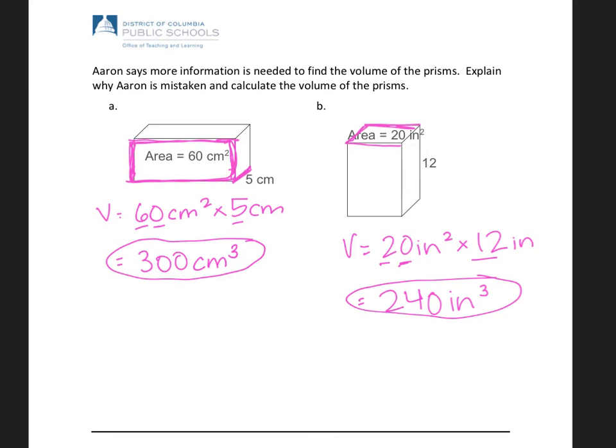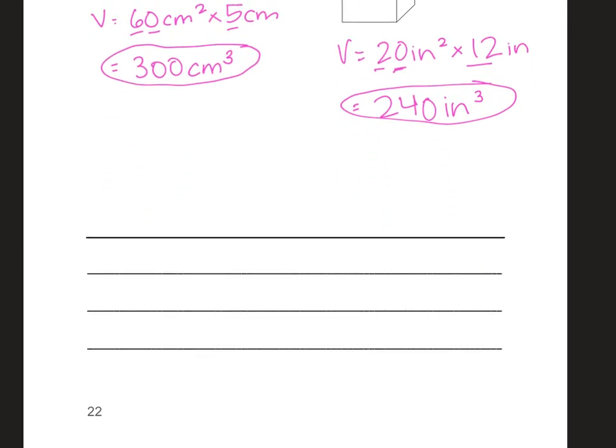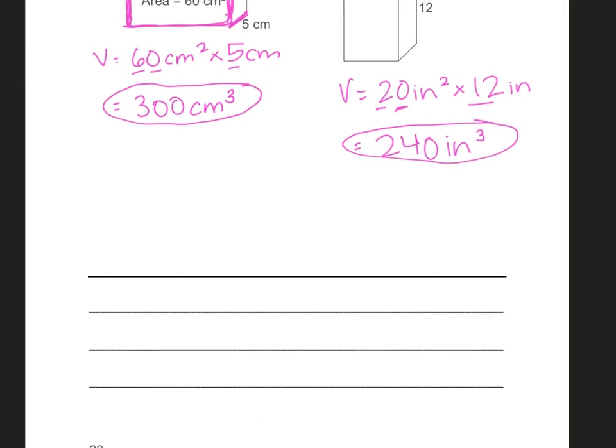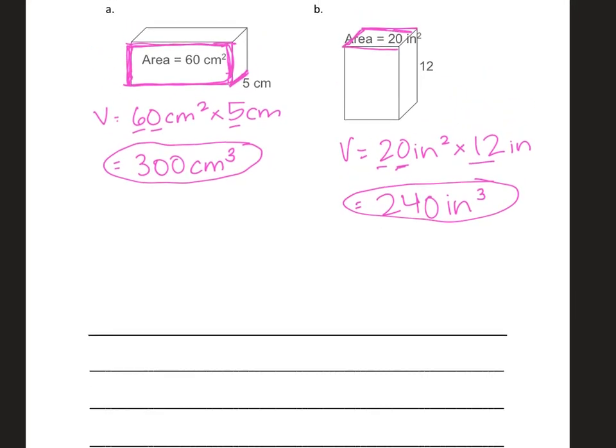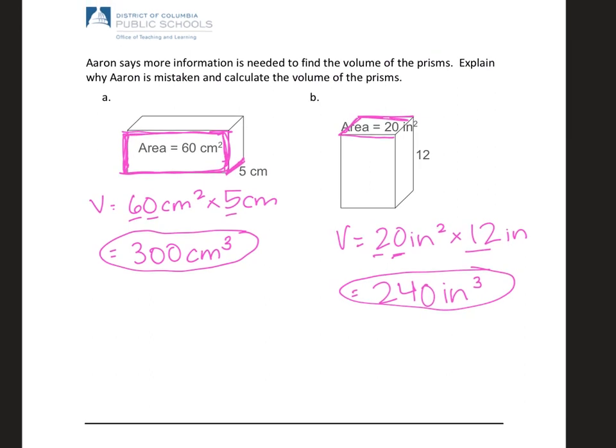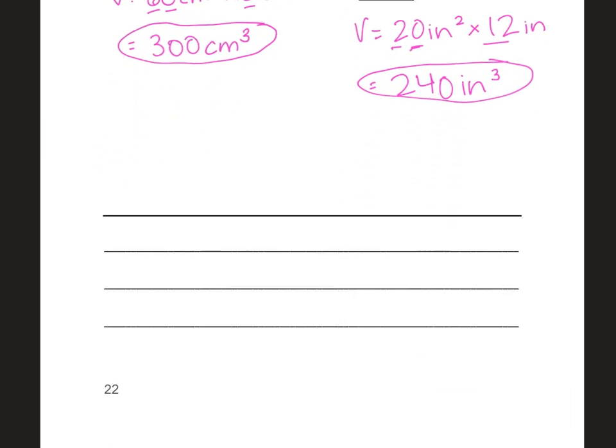All right, and then down at the bottom, you can use this place to explain what we just talked about, which is just how you can still find the volume even if you don't have all 3 dimensions, as long as they gave you the area of one of the faces of the prism, right? So just write 2 to 3 sentences, complete sentences, to practice explaining your thinking down there.